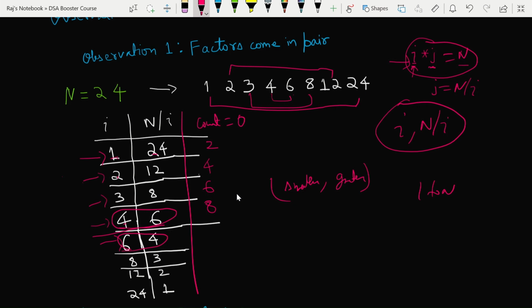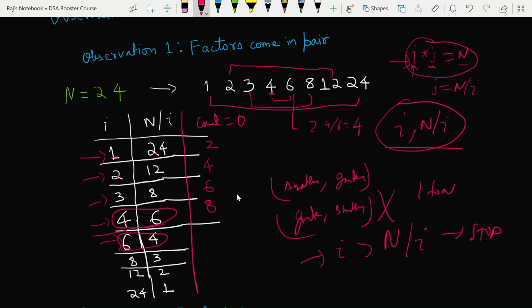But when you go to 6 and you try to find the other number, which is n by I, so 24 by 6, it comes out to be 4. So this 4 is smaller than 6, and we have already considered this pair before, 4, 6. So there is no point considering the same pair again. So we stop at this point. We stop when we get factors of this form, the greater number first and then the smaller number. This pair was of the form I, n by I, so when my first number is greater than the second number, at this point I need to stop.